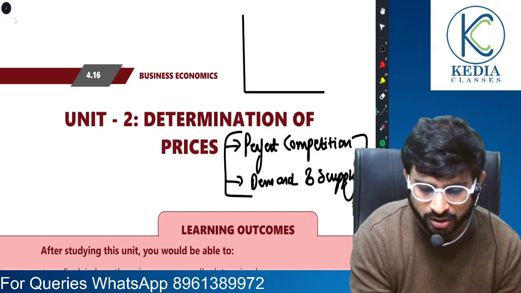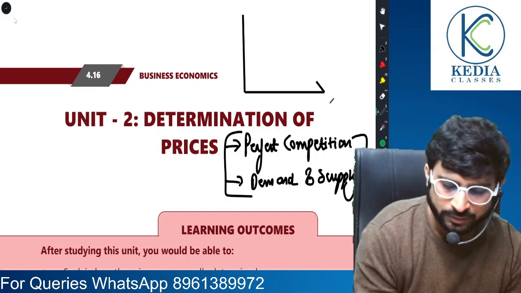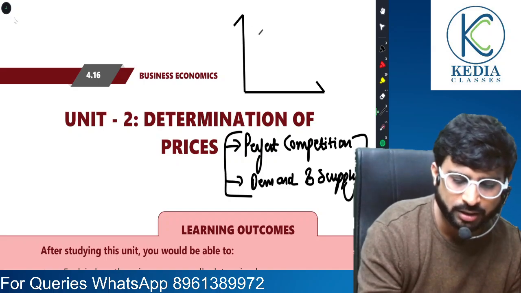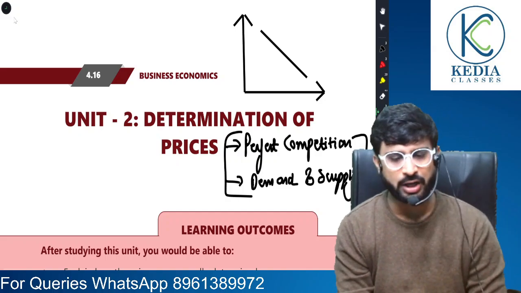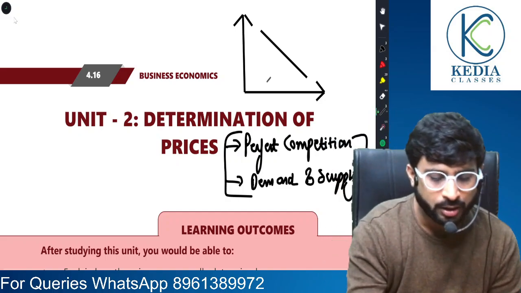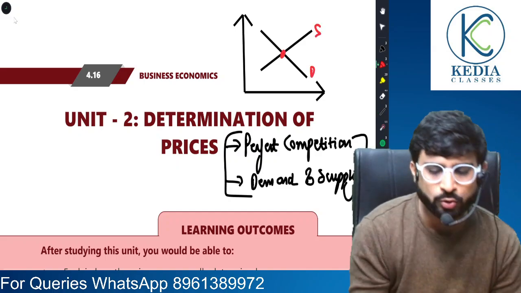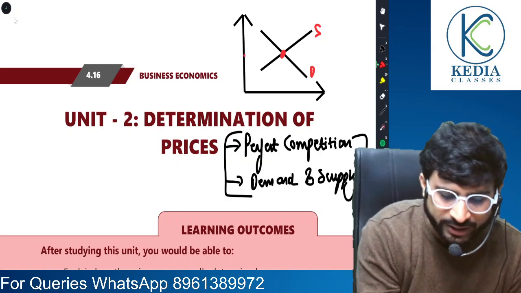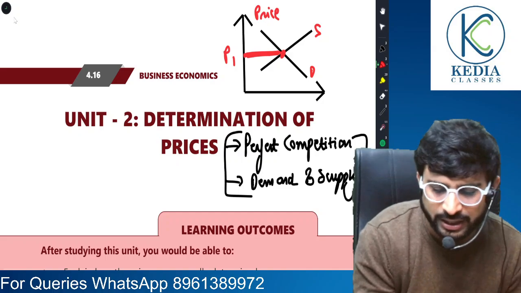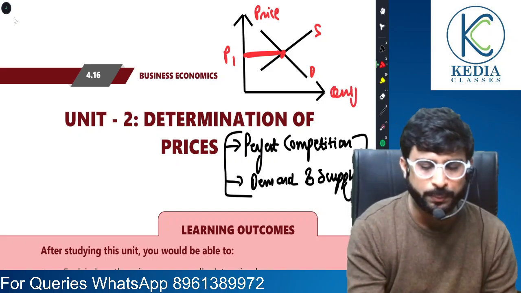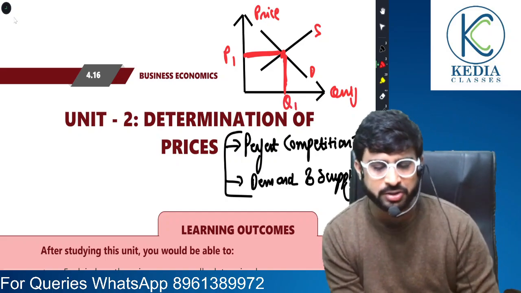Let me draw for you the original case in perfect competition. Friends, in perfect competition, prices are decided at the point where demand equals supply. Suppose this is the demand curve, a downward sloping curve as you see in the graph, and a supply curve, an upward sloping curve. At a particular price, demand is going to be equal to supply. The price at which this takes place is the equilibrium price, and the quantity at this point is the equilibrium quantity. Understood this much?